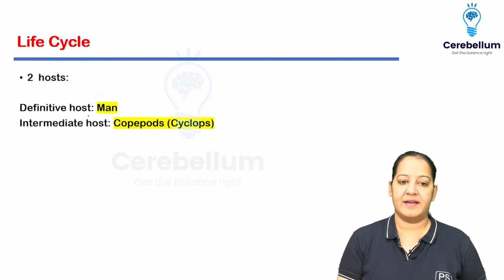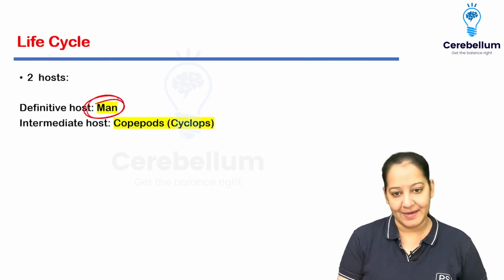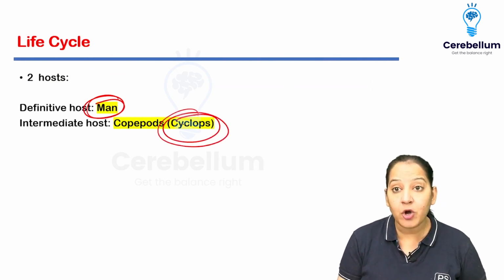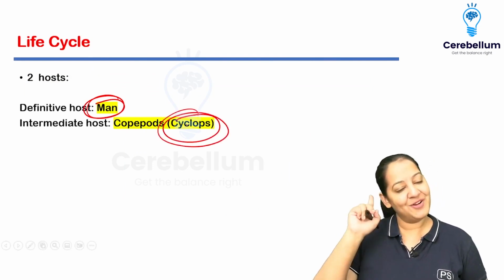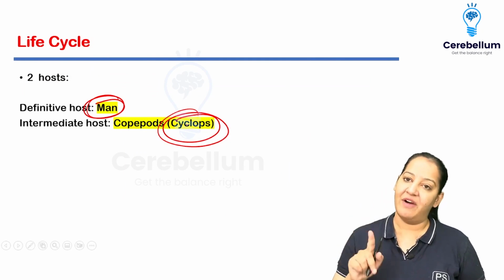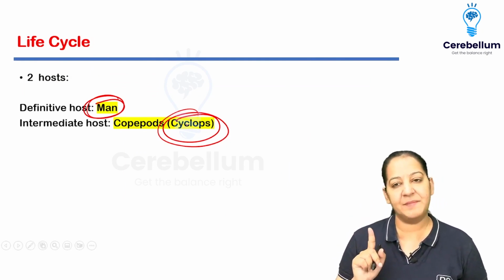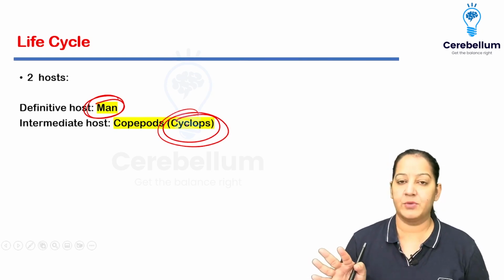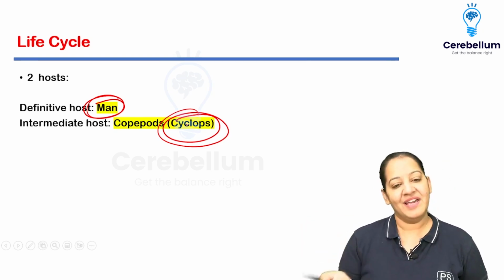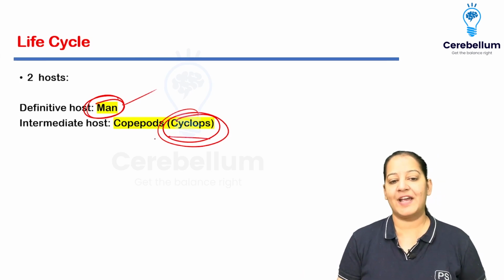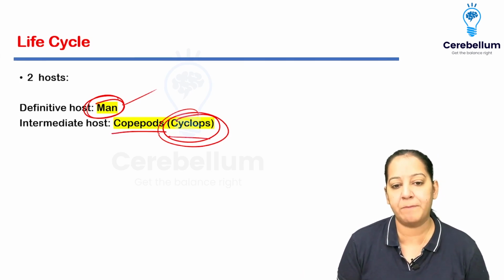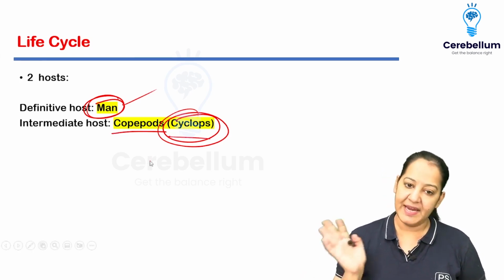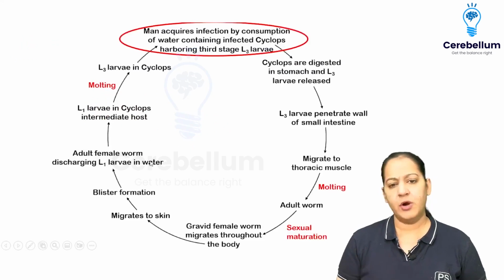There in Trichinella, ingestion of pork meat was the mode of transmission. Now coming to life cycle. So definitive host is man, but intermediate host is cyclops. Here we have two hosts. In contrast to Trichinella, where we have only one host, any carnivorous animal like the pig. There is no intermediate host. Man is the accidental host there. Here we have man as definitive host and cyclops. The scientific name of cyclops is copepods. So we can say it's copepods or cyclops.